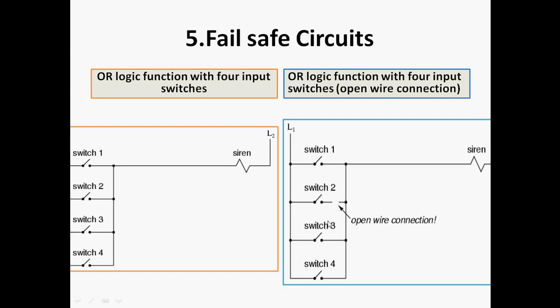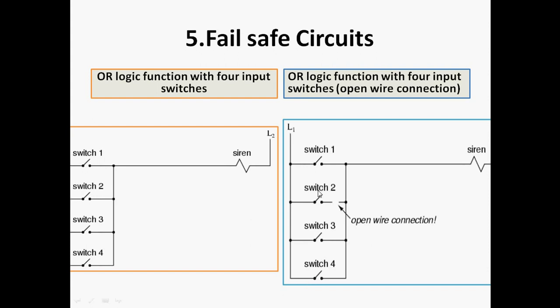If switch 2 fails, we can use any one switch from switch 1, switch 3, switch 4. So that means what? Switch 2 is failed, but the circuit is working because of switch 1, switch 3, switch 4. So we can engage these three switches properly, or any of the three switches. That means if any one fails, it will still work. So this is the main motto of the fail-safe circuit.